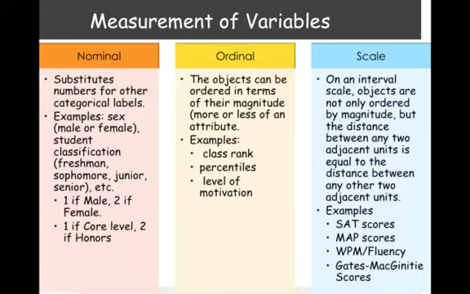Or we can have something on an interval scale. Objects are not only ordered by magnitude, but we measure the distance between any 2 adjacent units, and that is equal to the distance between any other 2 adjacent units. A lot of stuff there, but what we're looking at is the distance between scores. So we could have any number of SAT scores or MAP scores or words per minute.